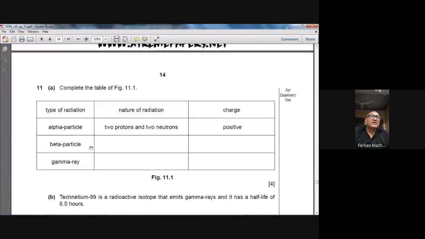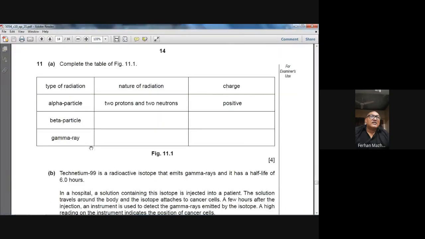The next part is question number 11. It says, complete the table of figure 11.1. Here are types of radiation: alpha particles, beta particles, gamma rays. Then the nature of the radiation. It says alpha particles have two protons and two neutrons, and charge is positive. So we have to complete this.